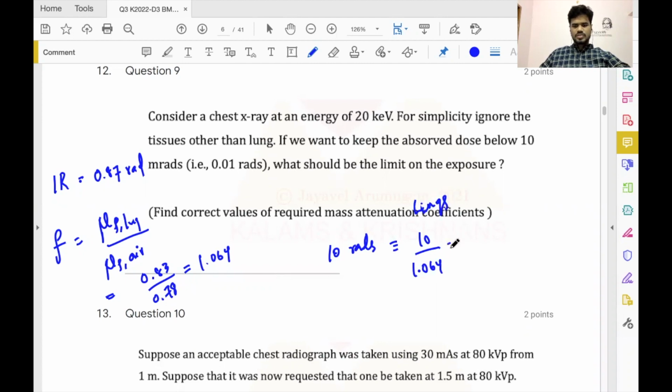So quickly, what is this? 9.4. Thanks. So this is 9.4 millirads. And if you convert that into milliroentgen, this should be 10.75, yeah, 10.8 milliroentgen. So just use this conversion over here. Doing it this way, we know what the f factor is and where the unit conversions are happening.